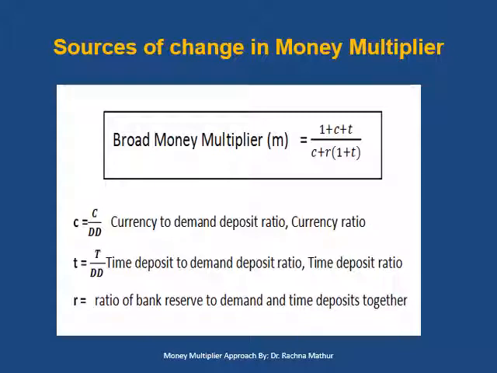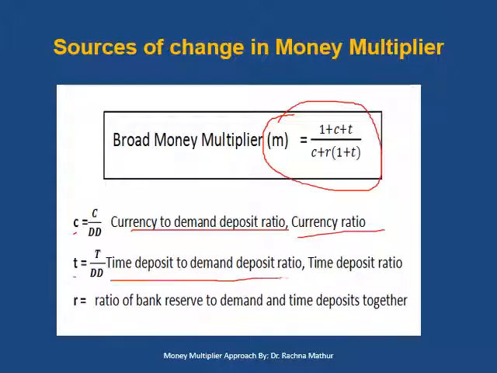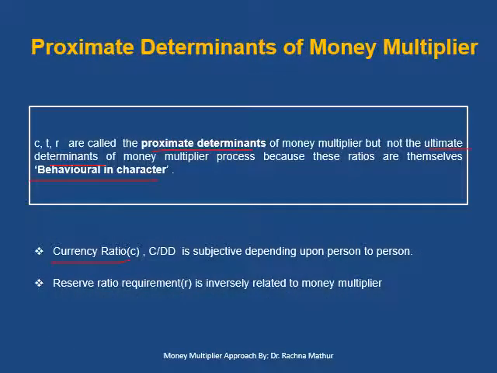Now, the sources of change in the money multiplier can be easily understood from the equation of the broad money multiplier. These sources are small c, which is the currency to demand deposit ratio, also called the currency ratio; small t, which is the time deposit to demand deposit ratio, that is, the time deposit ratio; and small r, that is, the ratio of bank reserve to demand and time deposits together. From the money multiplier equation, we find that c, t and r, that is, the currency ratio, time deposit ratio and reserve ratio, are called the proximate determinants of the money multiplier, but not the ultimate determinants of the money multiplier process, because these ratios are themselves behavioral in character.